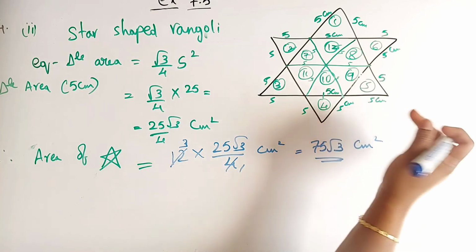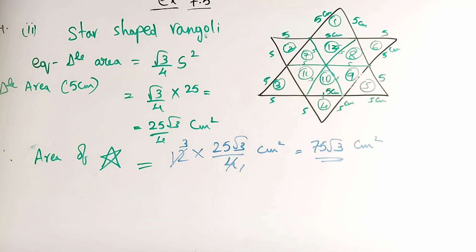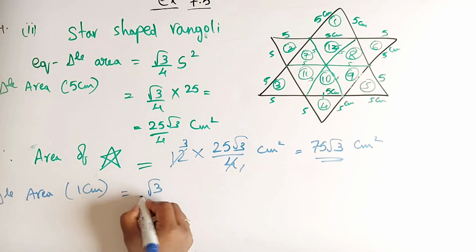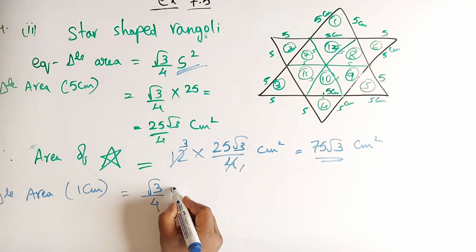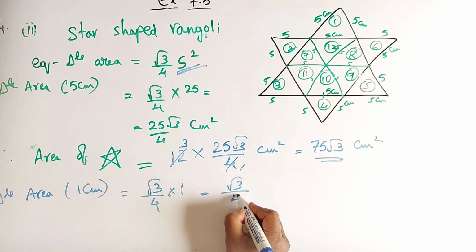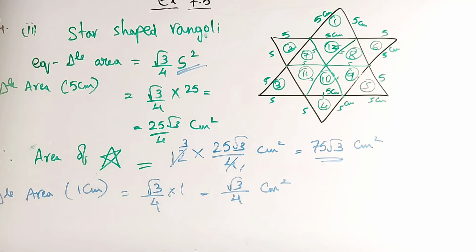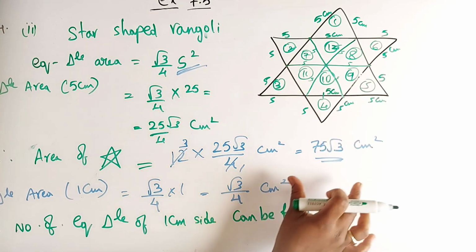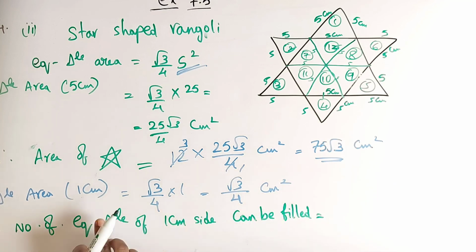But we have to fill 1 centimeter triangles inside. That means we have to find out the triangle area for a 1 centimeter equilateral triangle. That equals root 3 by 4 s square. S means here 1 only. That means root 3 by 4 centimeter square. Now you know how to find out the number of triangles filled in the star shape, right children? Therefore, the number of equilateral triangles of 1 centimeter side that can be filled in the star shape is equal to the area of the star divided by the area of the 1 centimeter triangle.